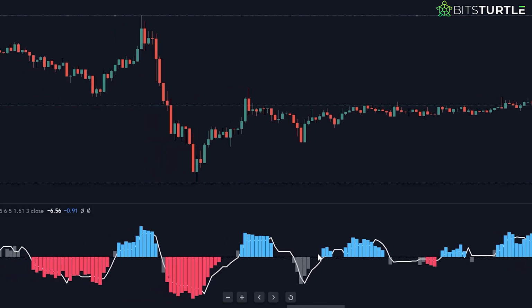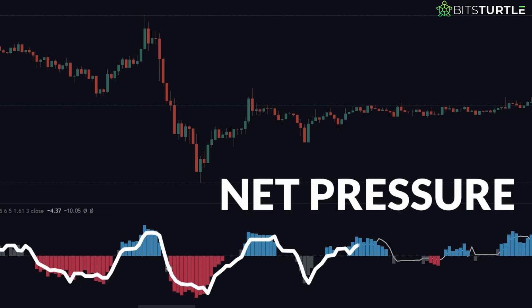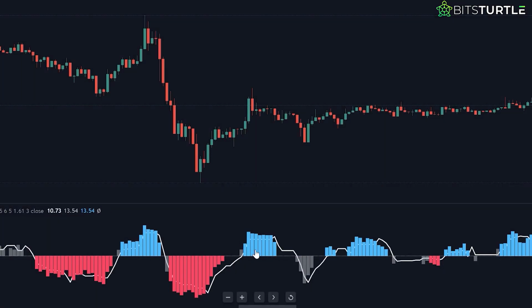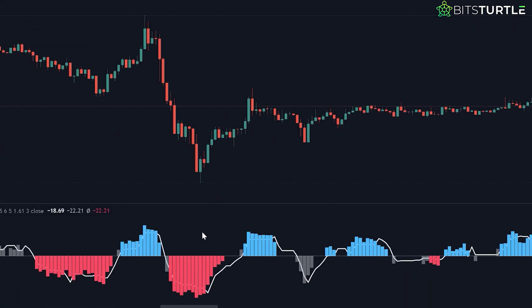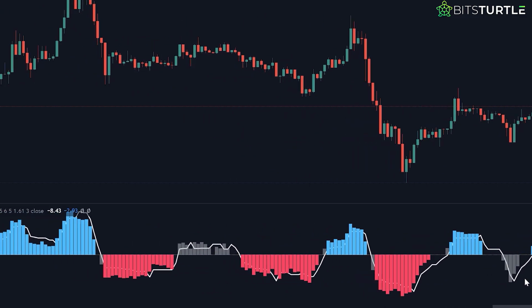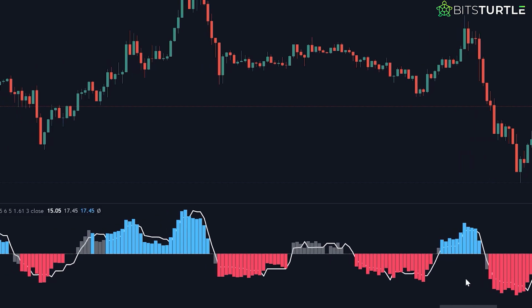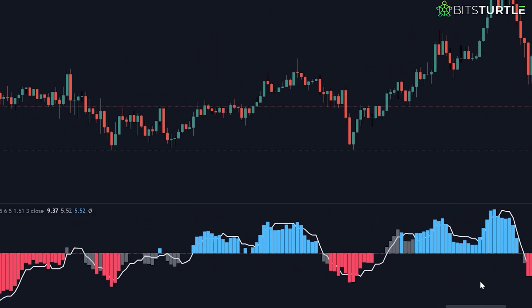In addition to the histogram, QQE Mod also displays a white line showing the current net pressure in the market. When this line is above the center, it indicates an uptrend may be underway from a higher time frame perspective. Conversely, when below the center, it suggests a downtrend could be in progress. Much like the histogram color, you wouldn't want to trade solely based on this white line crossing the center, but it provides yet another solid data point for confirming swing direction.